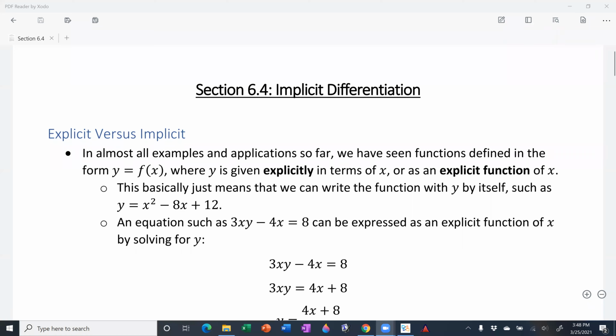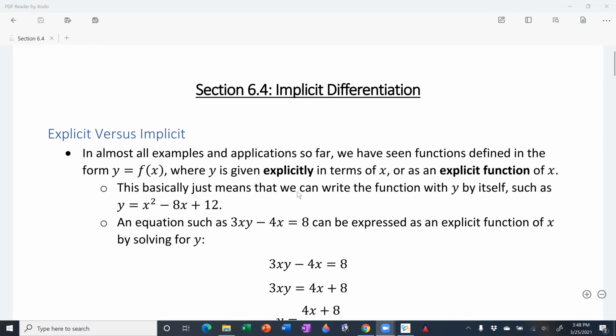Hey there. So next we're moving into section 6.4 where we look at a very interesting technique for finding derivatives of crazier looking functions. It's going to seem like a little bit of a loophole, so I think it's very interesting and I'm excited to get started. So here we go. All right, section 6.4, implicit differentiation.